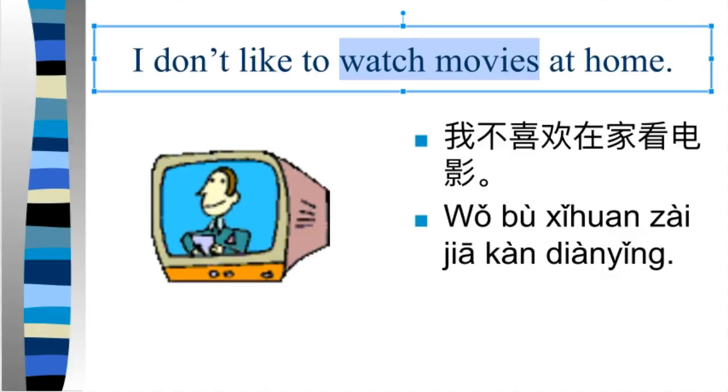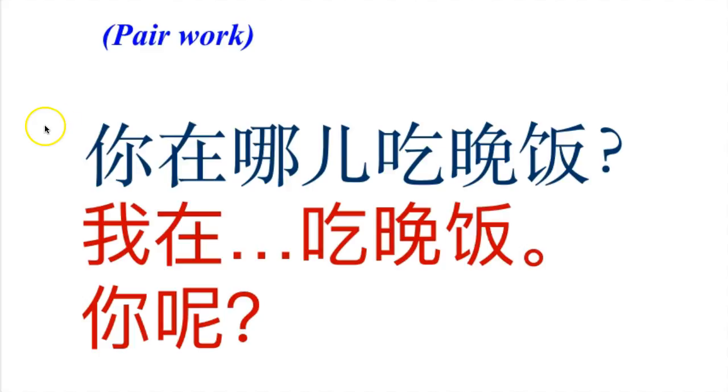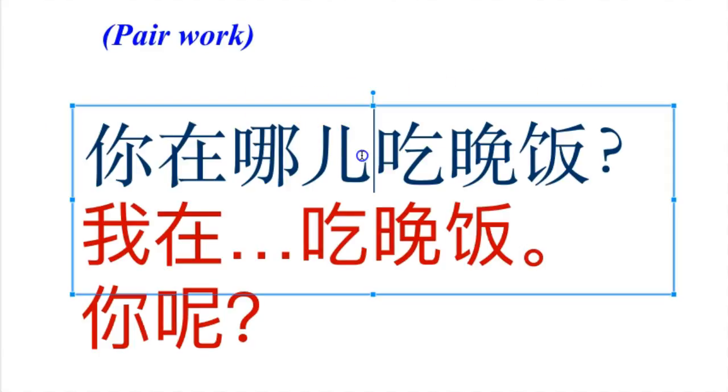All right, let's look at one more example. 你在哪儿吃晚饭? All right, here we go. We have the at where do you eat dinner? And you say 我在家吃晚饭. 我在图书馆吃晚饭. 我在学校吃晚饭.